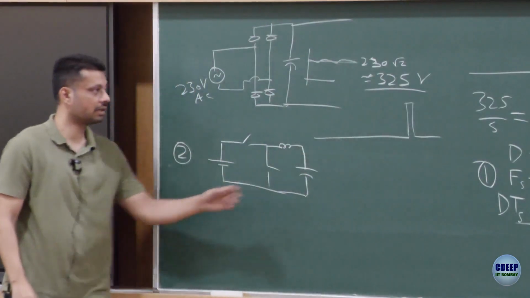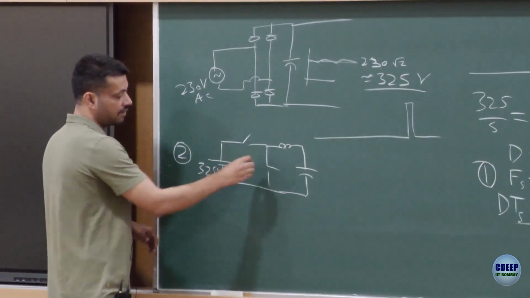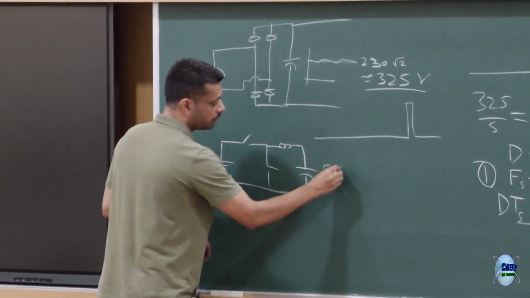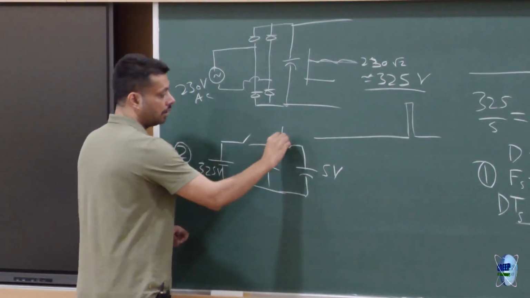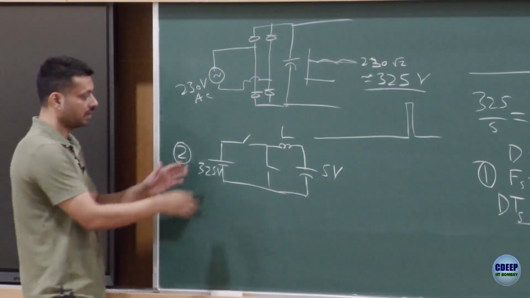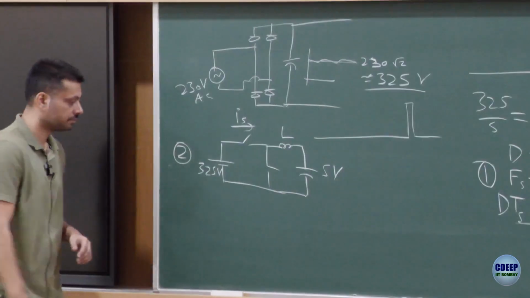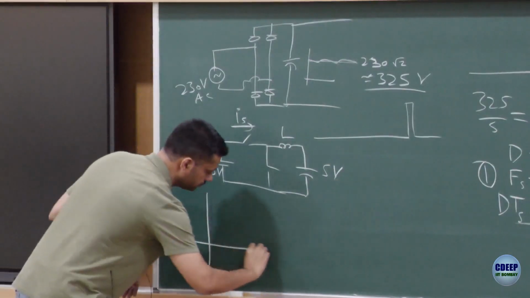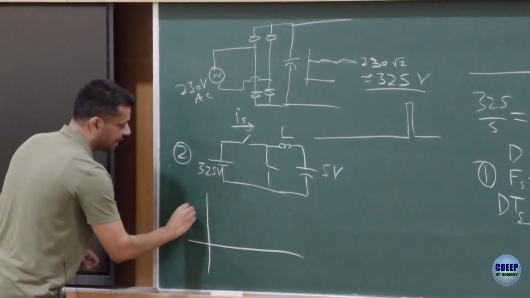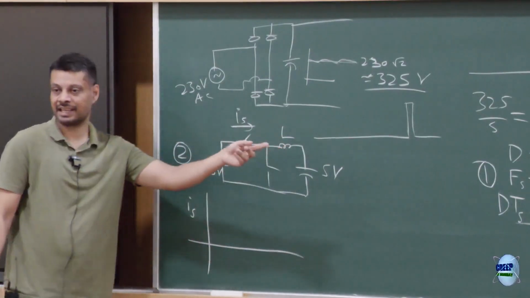Okay, this is a buck converter. Now, let's say this is your 325 volt and what you want is 5 volt. Assuming your inductance is very, very large for the time being, what would be the switch current IS?